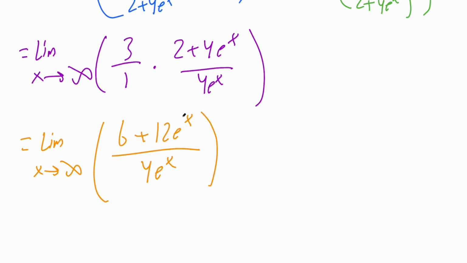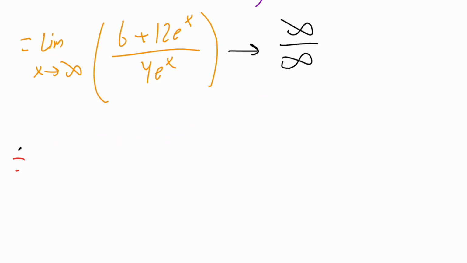And now we can plug in infinity. We would get infinity over infinity. So again, we can use L'Hopital's rule for a second time. So we're going to use L'Hopital's rule one more time. We have the limit as x approaches infinity. We will take the derivative of the top and the derivative of the bottom.